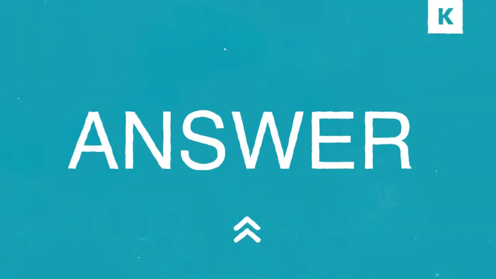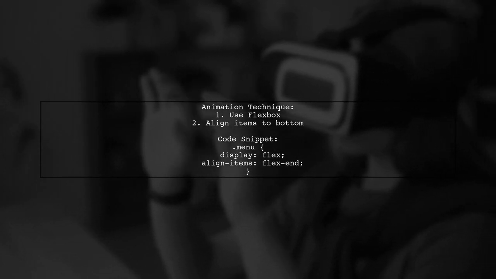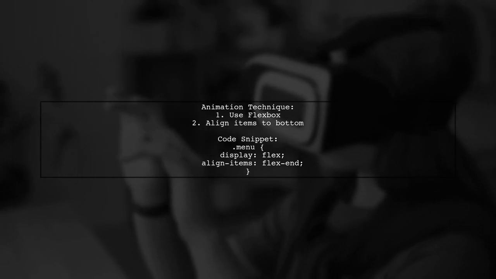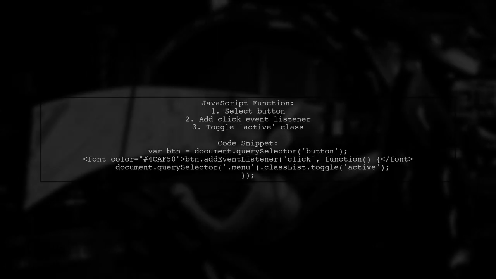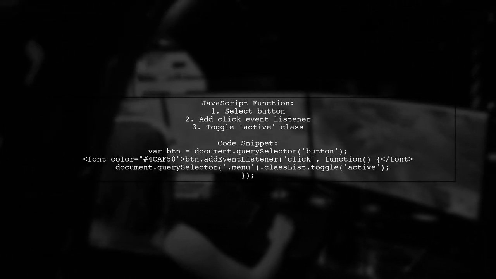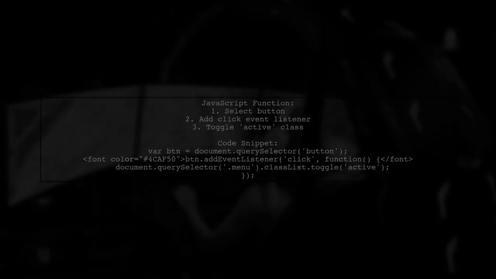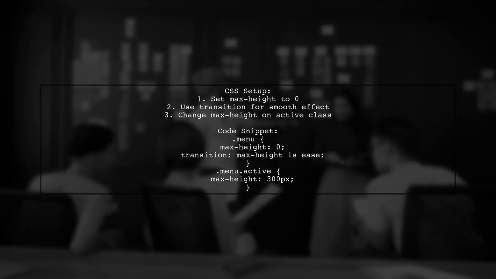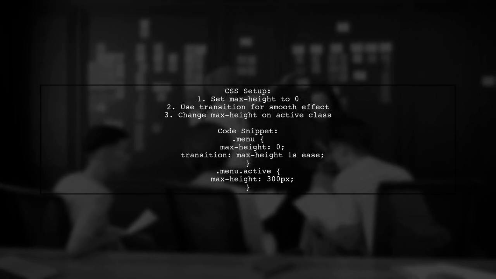Let's now look at another user-suggested answer. To animate an element's max height from bottom to top, you can use Flexbox. Align the element to the bottom with align-items set to flex-end. Here's a simple JavaScript function to toggle the menu's visibility. When the button is clicked, it adds or removes the active class. In the CSS, set the max height to 0 initially and transition it to a larger value when active. This creates a smooth animation effect.